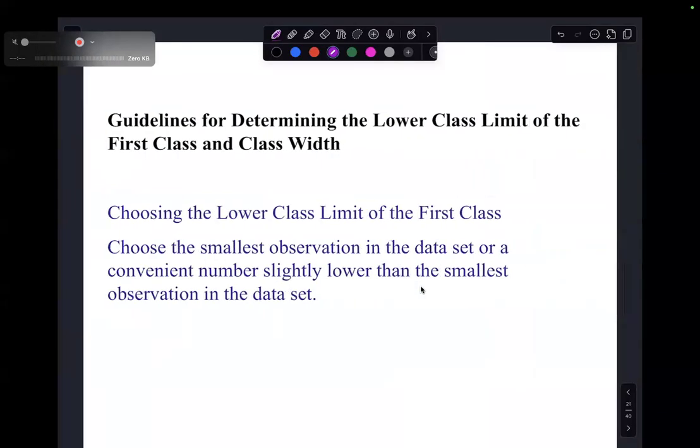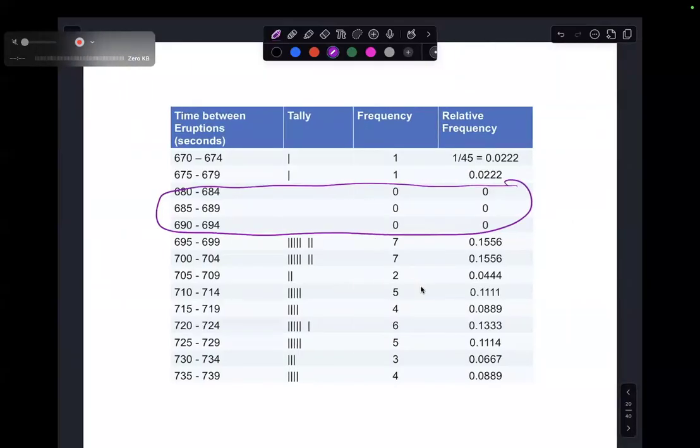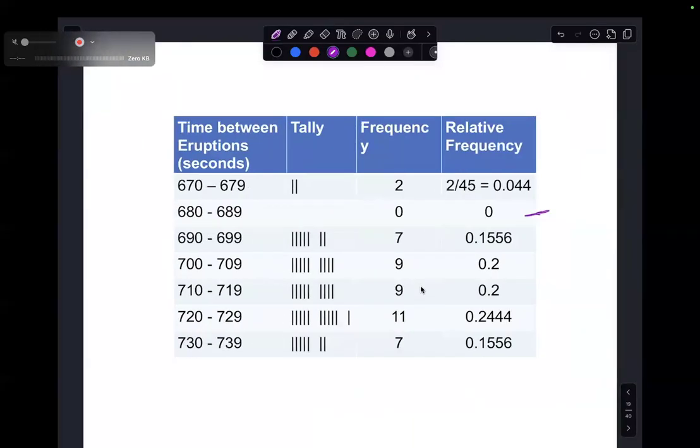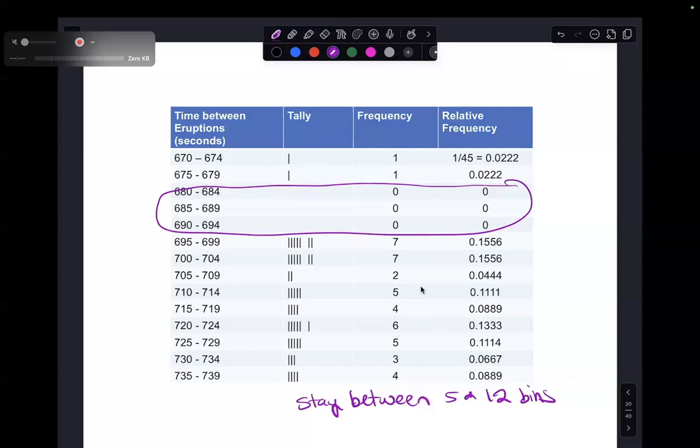So I'm going to say, well, stay between 5 and 12 bins. Because once again, we want to make our data display meaningful. Fewer than 5 and greater than 12, it's not as meaningful. And so we want it to be meaningful and we want it to be aesthetically pleasing. So if I was creating a histogram, I would go with this one because I only have 1 empty bin and I do have between 5 and 12 and it's going to look really nice. This one would have a big empty space and I don't like that. Questions so far?